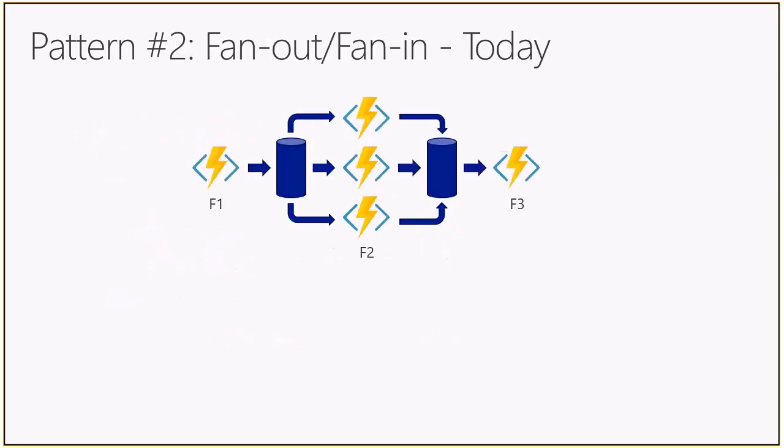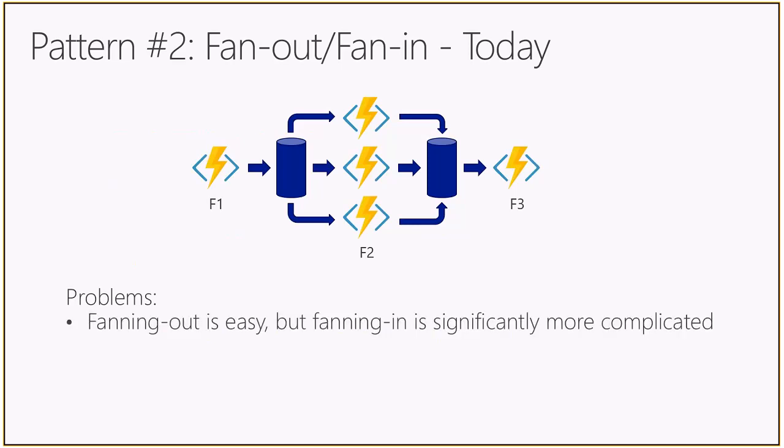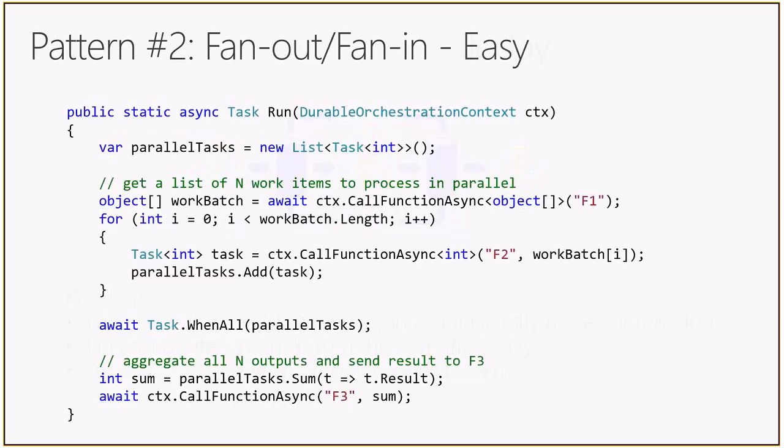Okay, fan in and fan out. Fan out is easy. You can send messages to a queue. But what about fan in? Let's say you spun up a lot of tasks or functions, but then you want to wait for all those functions to finish, or maybe 80% of those to finish, or 60% of those to finish, and then move on. That's how you would do it in a durable function.